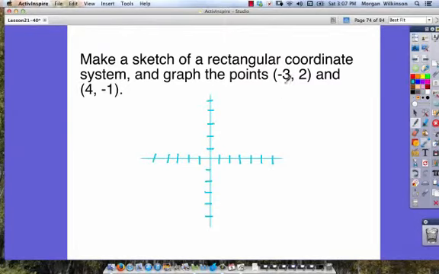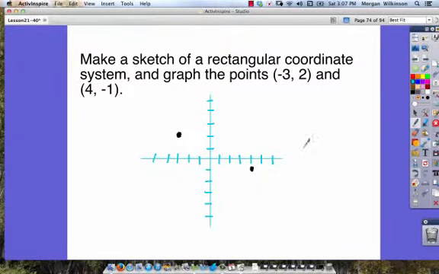So first we have negative 3, 2. We've got negative 3 on the x, and 2 on the y. It's going to fall about right here. And then we have 4, negative 1. So 4 on the x, negative 1 on the y, will fall about right here. When we're asked to graph points, we only need to put the dots. There's no need to connect any lines. So we're all done with this question.